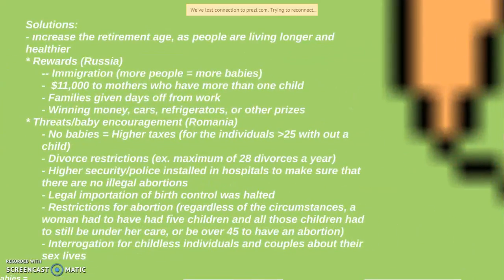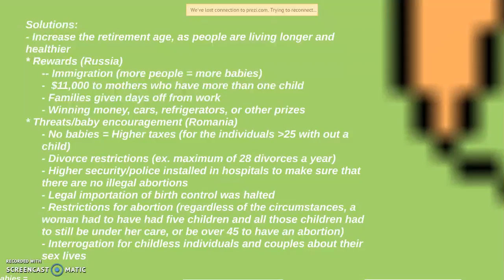The solutions to these concerns are increasing the retirement age, as people are starting to live up to 90 and the average is 81. People don't really have to retire at 65, which is the retirement age now, and people seem capable of working and relying on their own means to survive. But I'm going to be focusing on two countries' solutions, Russia and Romania.